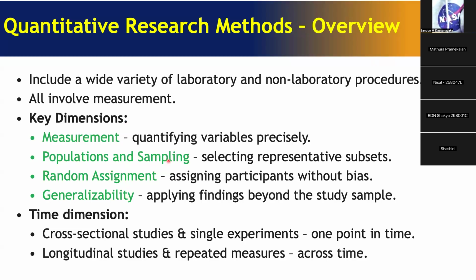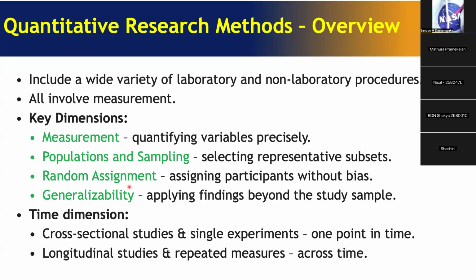Then you have population and sampling. I'll talk about population and sampling in the coming slides, so I'll stop it there. And then random assignment, assigning participants without bias. So it's like giving a drug. You make a drug and you give it to different participants without thinking about anything. You give it and check what happens. So that's random assignment.